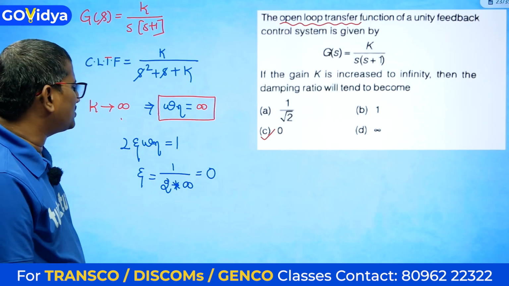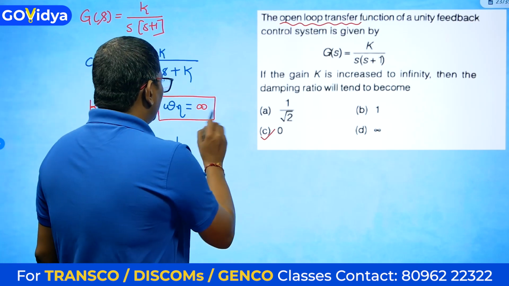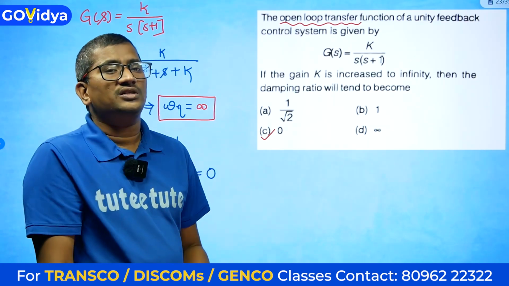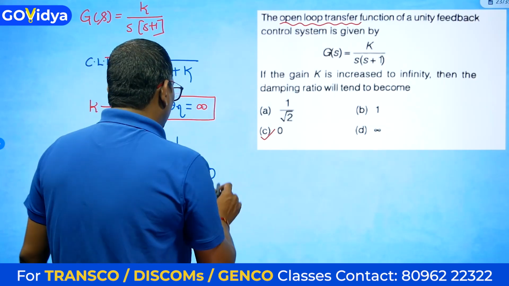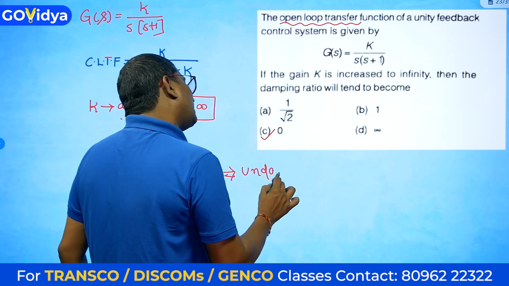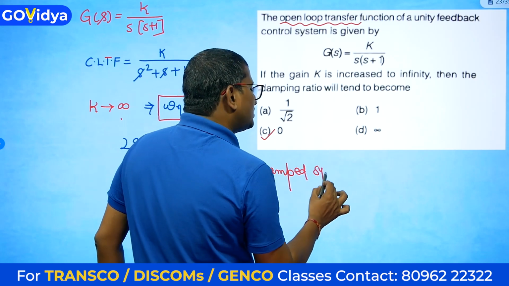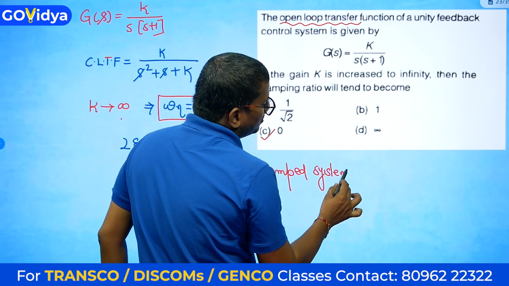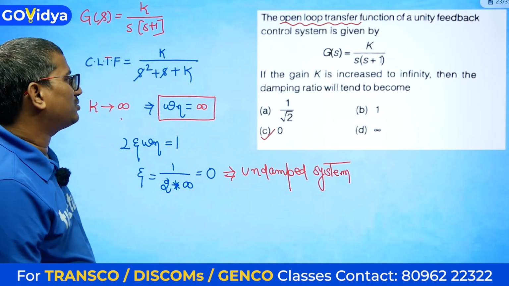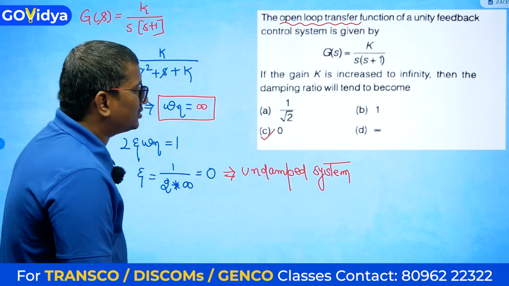Why? Obviously because the frequency of oscillations is infinity. When the frequency of oscillations is infinity, there is no scope of damping, right? So therefore this is called an undamped system. Can we say that? Undamped system. Since the frequency is infinity, the frequency of oscillations is huge, so the system is completely oscillatory. Okay. Now let us see another question.